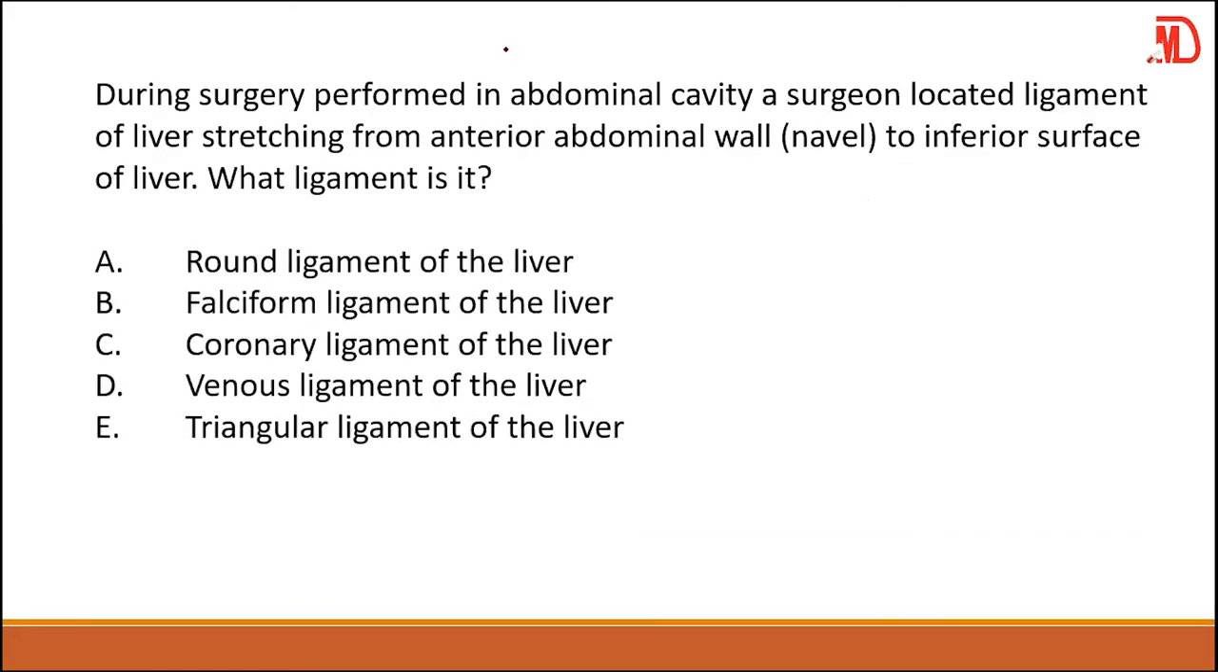During surgery performed in the abdominal cavity, a surgeon located a ligament of the liver that is stretching from the anterior abdominal wall around your navel to the inferior surface of the liver. The question is, what ligament is it? So again, you need to get to know your anatomy. Faustina, help us with that anatomical ligament. The ligament that will stretch from the anterior abdominal wall to the inferior surface of the liver, of course, we are referring to the round ligament of the liver.